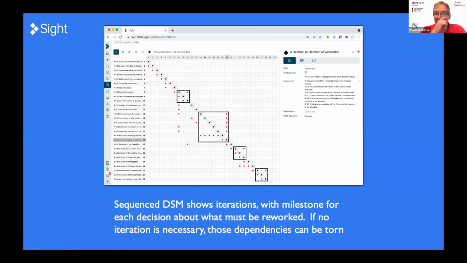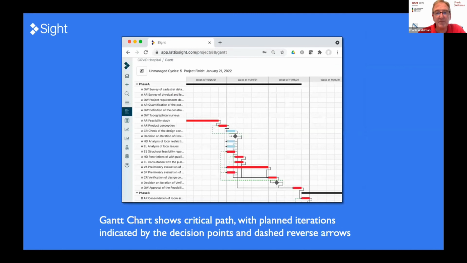And then within Sight, you do your sequencing depending on which algorithm you're interested in. Here you can see in this particular sequence, we have 4 iteration groups. These are all planned. And when you hit a particular decision task, which is a milestone, you decide whether or not you need to reiterate. If not, then you just tear those dependencies and away you go.